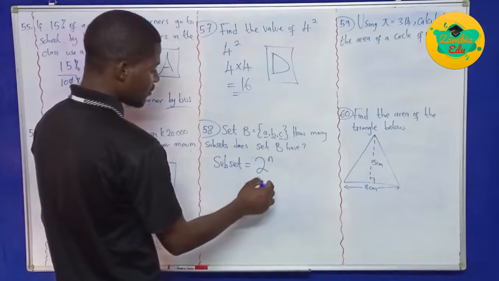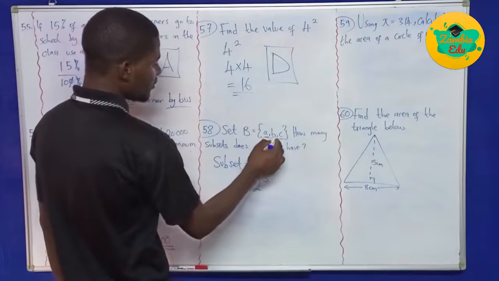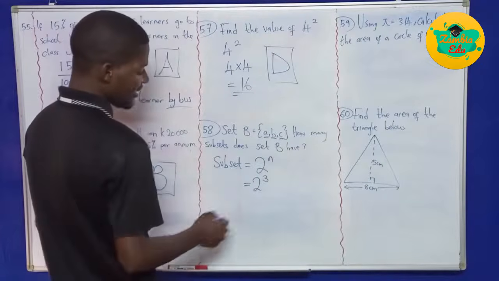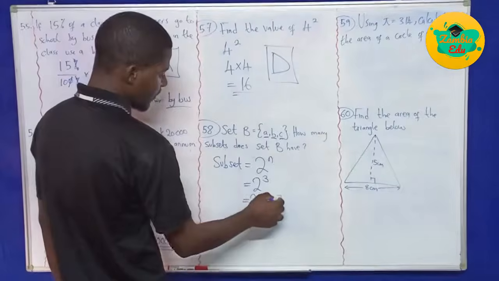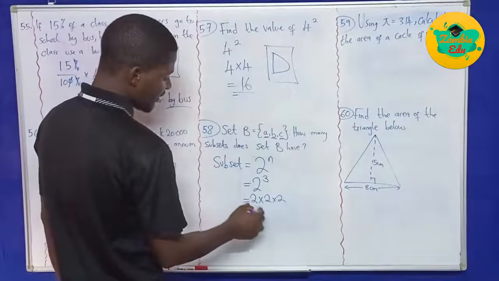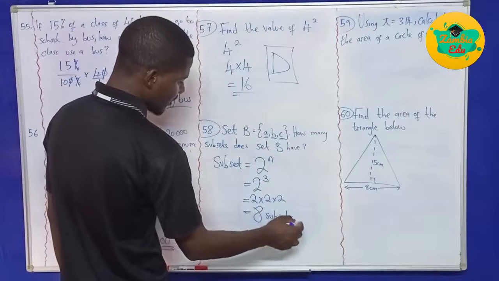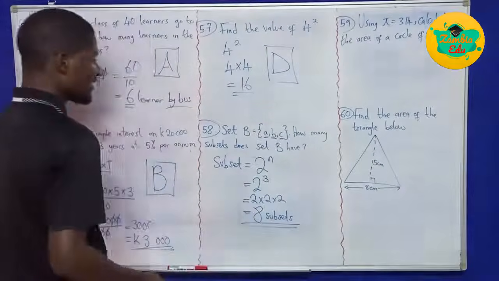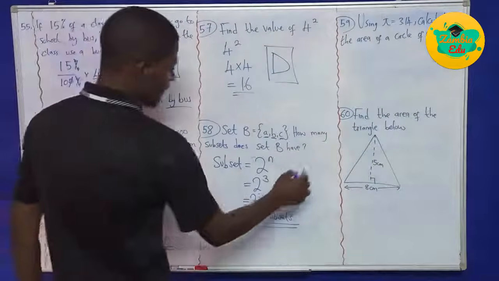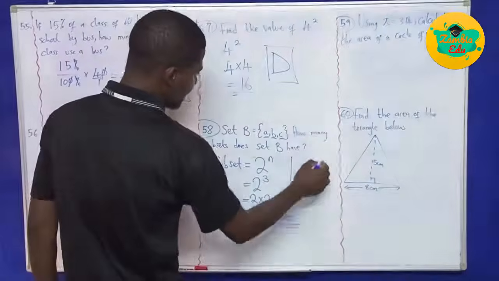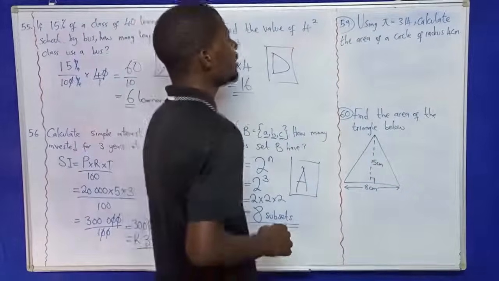So we have 2 to the power 3. Why 3? Because we have 1, 2, 3 elements in this set. And we'll have 2 times 2 times 2, which gives us 8 subsets. So 8 was the answer for 58 and it came under option A. That was option A.